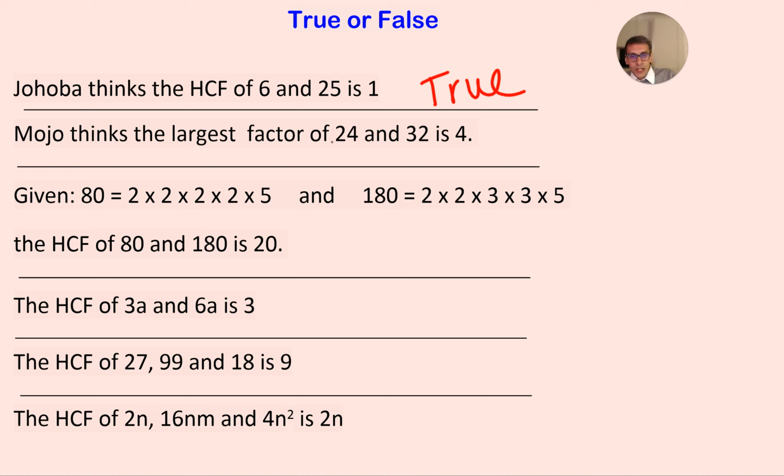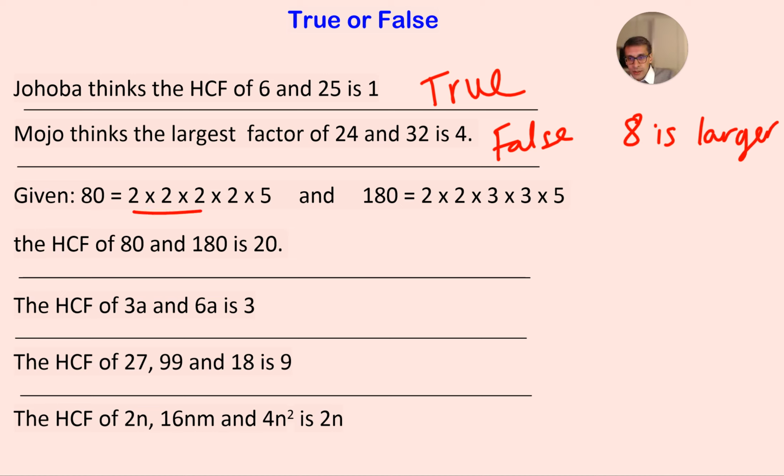Mojo thinks the largest factor of 24 and 32 is 4. So can you spot any other factors of 24 and 32? So we can see that one way to do this is just to list these out, and you probably would have spotted that 8 is a factor. So false, 8 is larger.